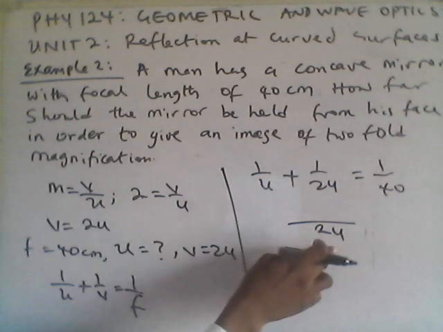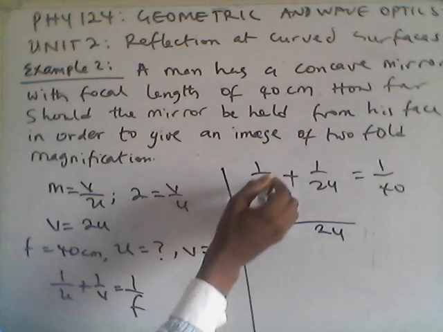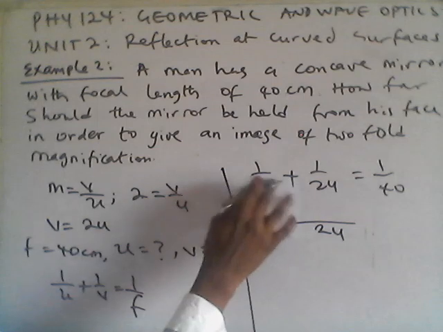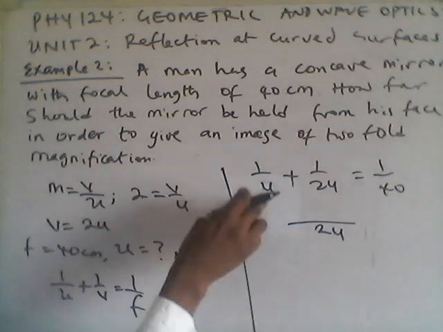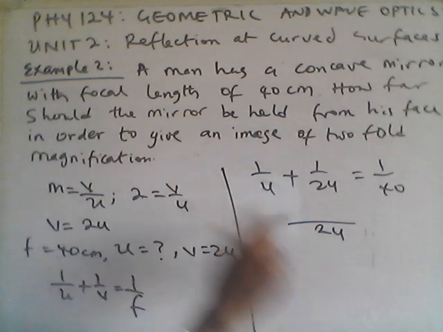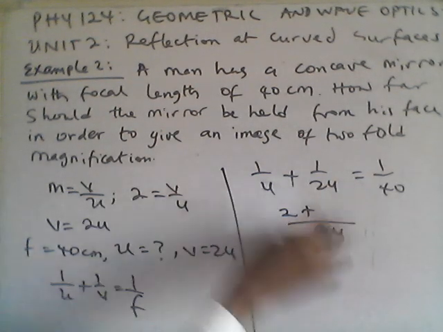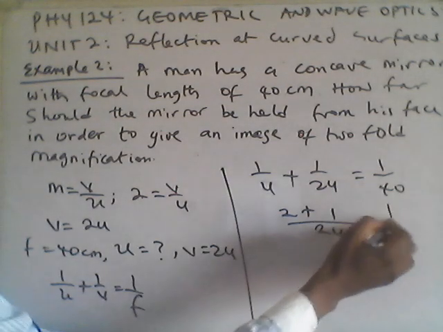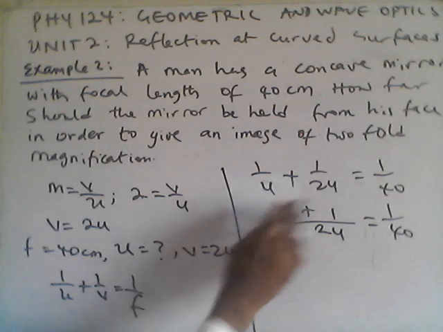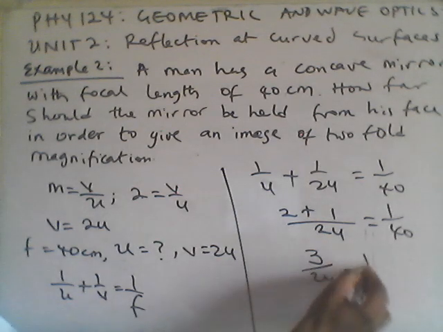2U divided by U will give us 2, so 2 remains as a factor. That is, 2 times 1 is 2. Plus 2U divided by 2U is 1, and 1 times 1 is 1. So it's equal to 1 over 40. 2 plus 1 upstairs is 3 over 2U, which is equal to 1 over 40.